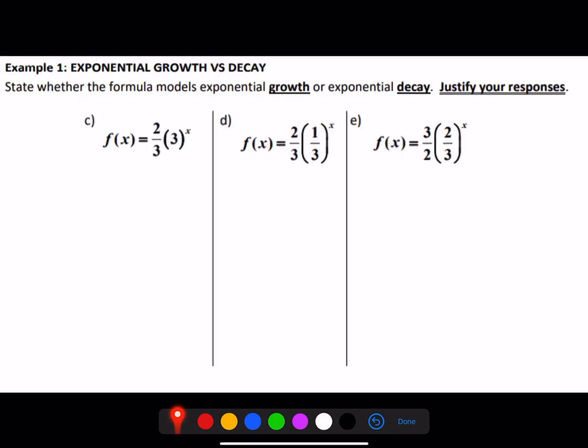So go ahead and try these 3 on your own. Pause the video for a sec. Try these 3 on your own, and then I'll be going through them in just a minute.